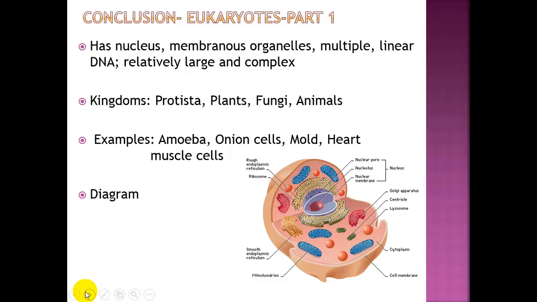Shown here again is a diagram of a eukaryotic cell showing the cell membrane, the cytoplasm, some of the organelles that I had already described before, and shown here in detail is the nucleus, showing the nuclear membrane, the nuclear pores, and the nucleolus within the nucleus. This concludes part 1 of the study of eukaryotes.